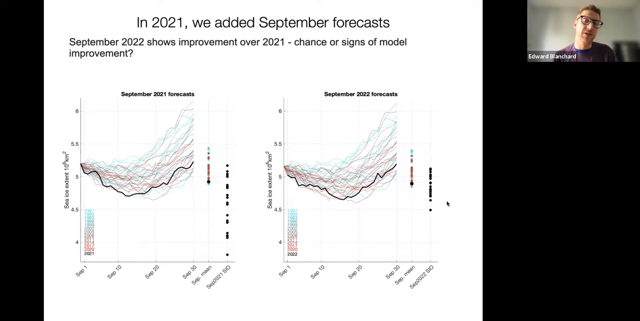So is that improvement by chance, or is it a sign that the different modeling centers are taking this information and going back to model development, or to how they bias correct the forecast, and improving their forecasts? That's a question mark, but I think it's nice to see that development.